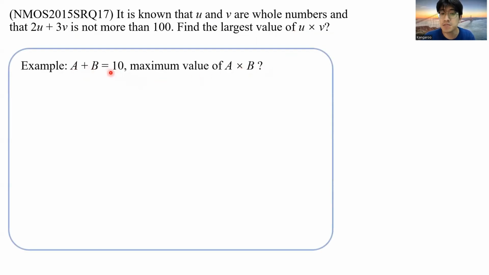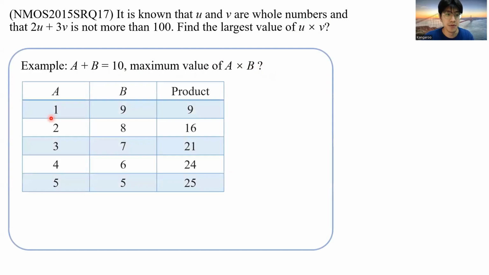Given that a plus b is 10, what is the maximum value of the product of a times b? Let us have a look at this table. When a equals 1, b equals 9, the product is 9. When a equals 2, b equals 8, the product is 16. The list goes on, and we see that the maximum product is obtained when a equals 5 and b equals 5. So we notice that as the two numbers get closer to each other, the product also increases.